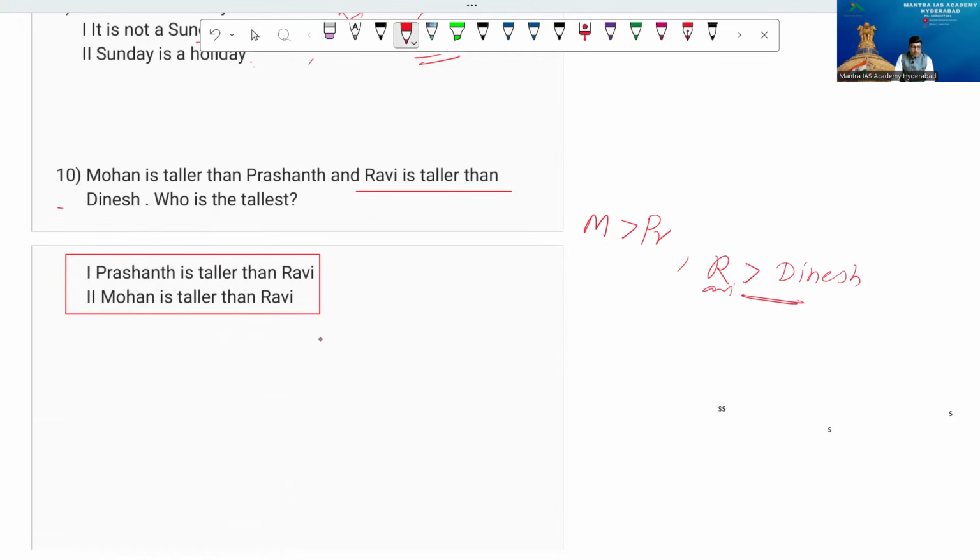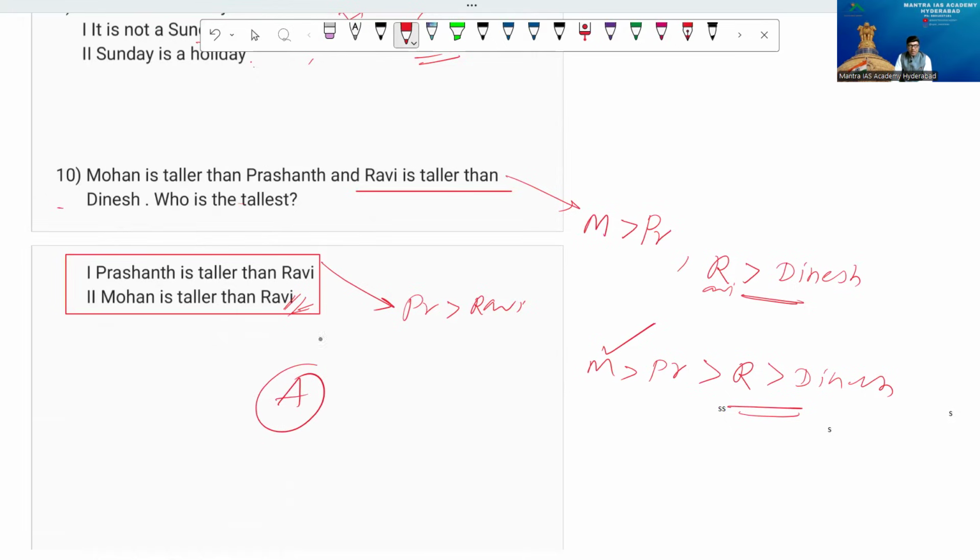Yes, the first statement is better here. Prashant is taller than Ravi. Very good. Prashant is taller than Ravi and Mohan is taller than Prashant. So even without knowing the second statement you can get the answer, because the question itself says Mohan is taller than Prashant, and by the first statement Prashant is taller than Ravi, and Ravi is taller than Dinesh. Out of all the people, Mohan is the tallest. No need of the second statement in this case. Our answer is by using the first statement. So the option is A, my dear.